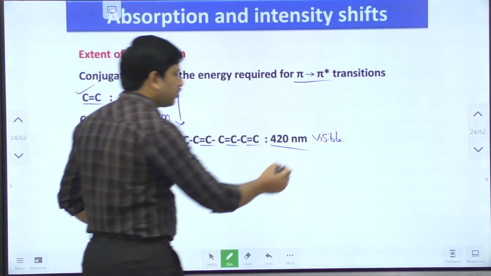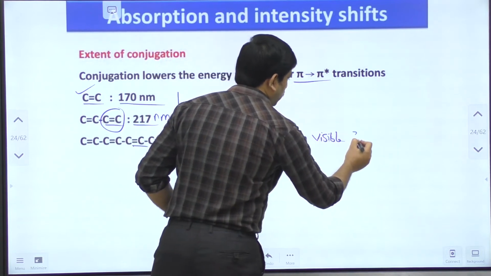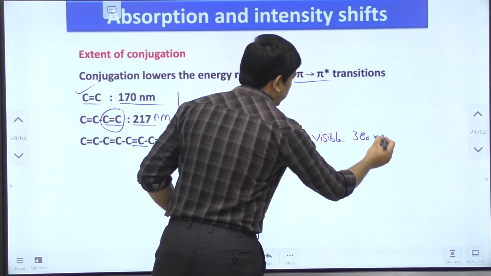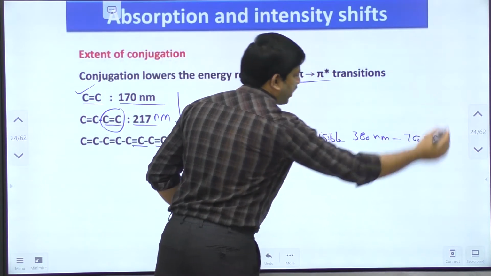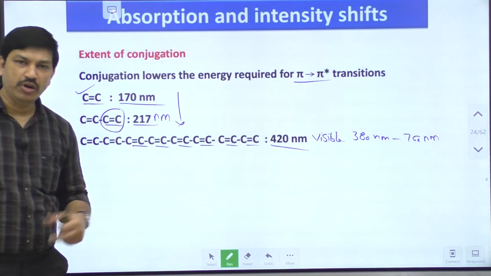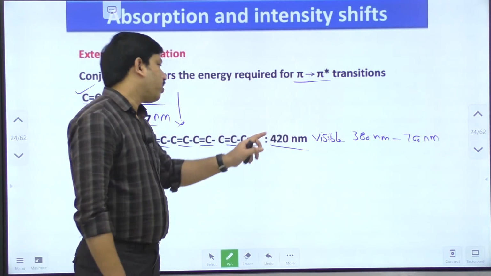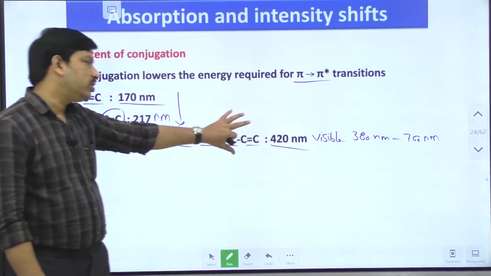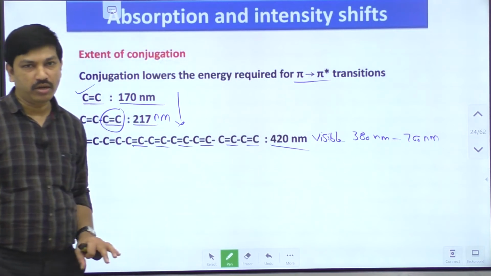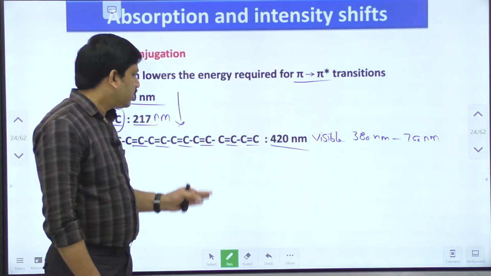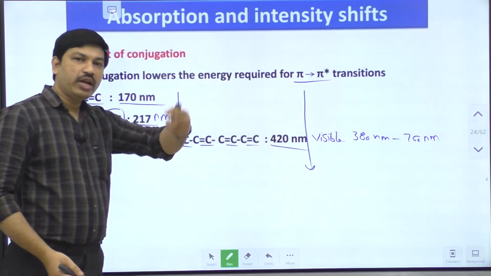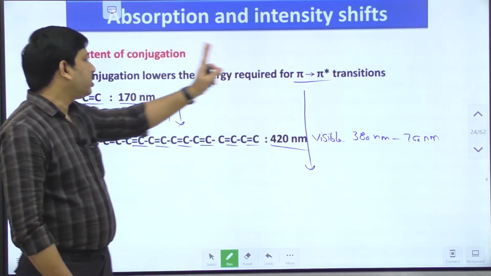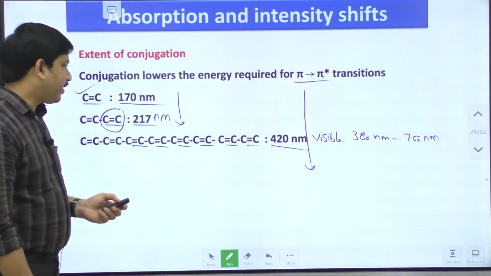So what is the visible light? 380 nanometers to 760 nanometers we define as the visible region. So it is absorbing around 420 nanometers. That means this compound has some particular color. And from here to here, what kind of shift is there? The wavelength value is gradually increasing. That is nothing but a bathochromic shift or red shift.